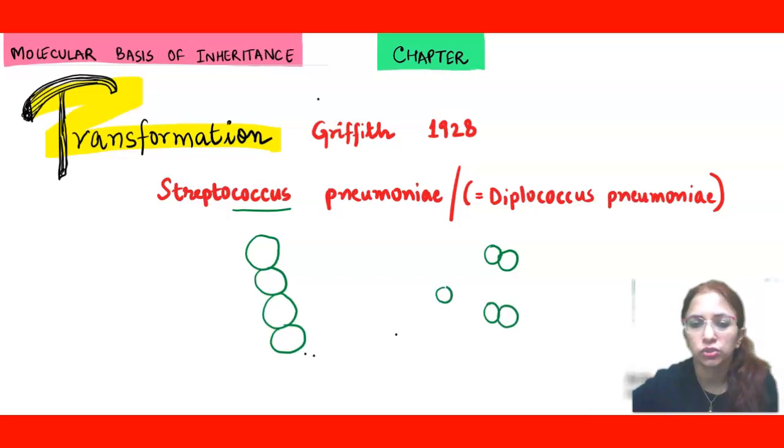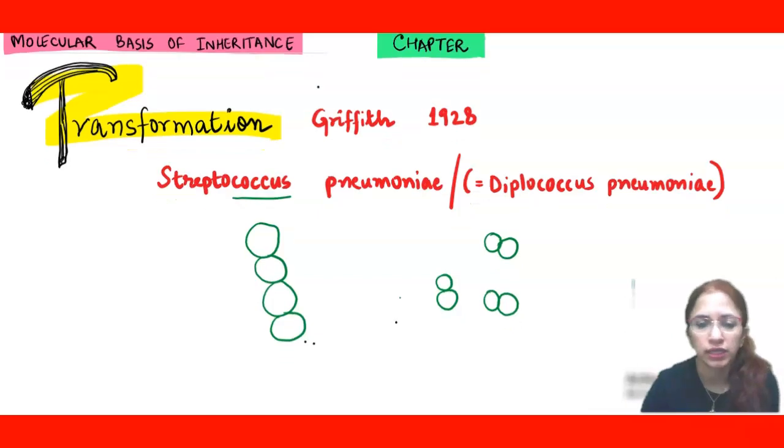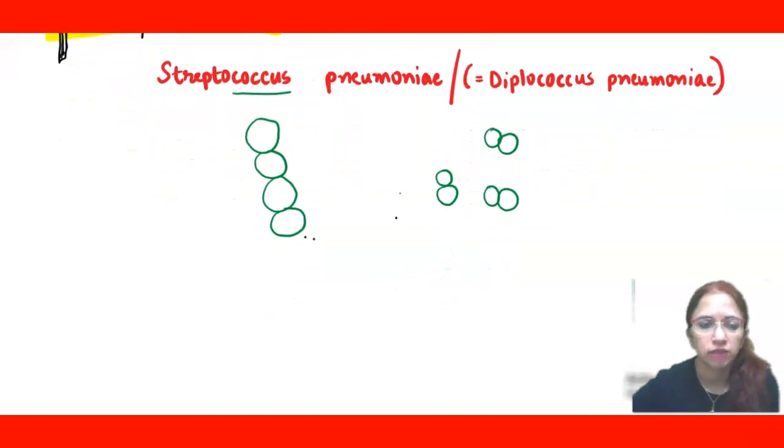Diplo means two strains or two microbes will be occurring together. So here you can see that I have made 3 groups, and in each group 2 microbes are there. So diplo means 2 spherical bacteria together. Now what he did, Griffith worked upon this strain, and this strain was causing pneumonia. He used mice for his experiment. Now let's get started with it.